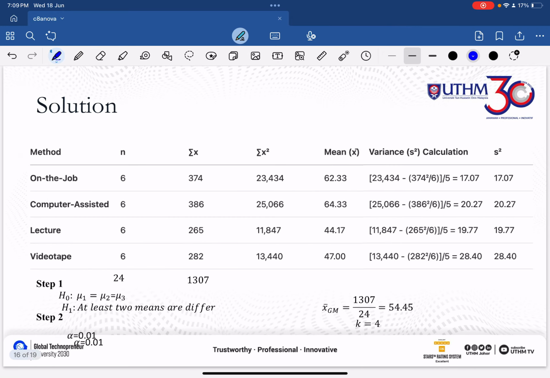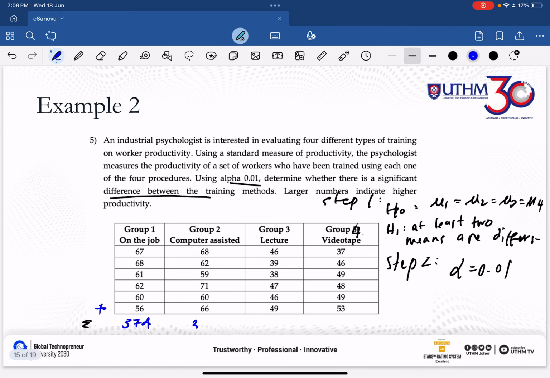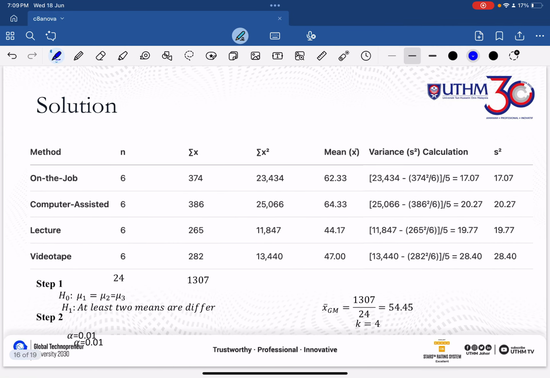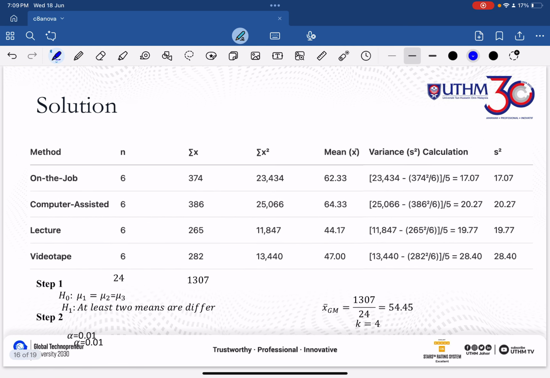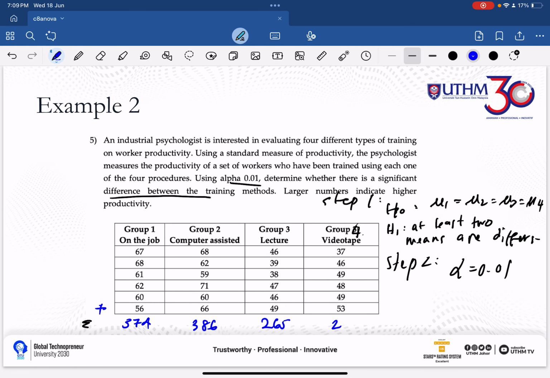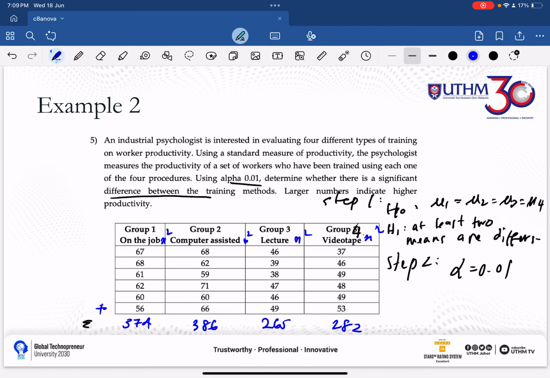And then for the next part is 386. The third one is 265. And the last one is 282. And then remember, you need to calculate the square. So let's say I calculate it here. Since it's a very big number, but you still need to calculate.